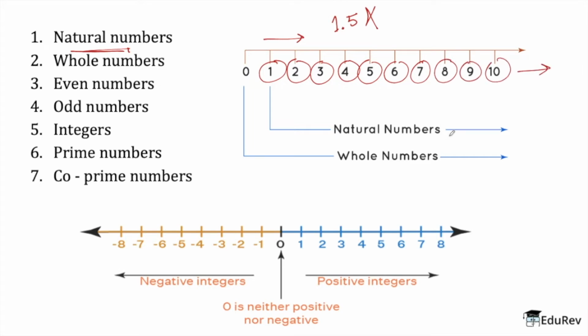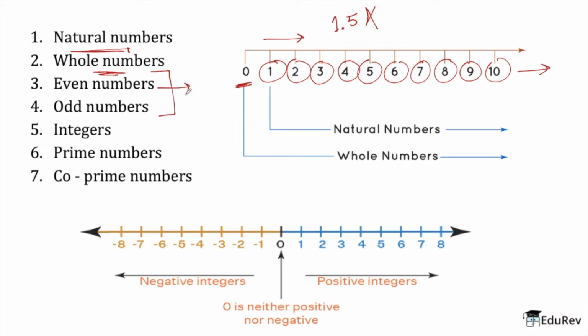All these numbers are natural numbers. Similarly, if I talk about whole numbers, then whole numbers are nothing but what you get when you add 0 to the natural numbers. So when I add 0 to natural numbers, that becomes a set of whole numbers. Simple, right?